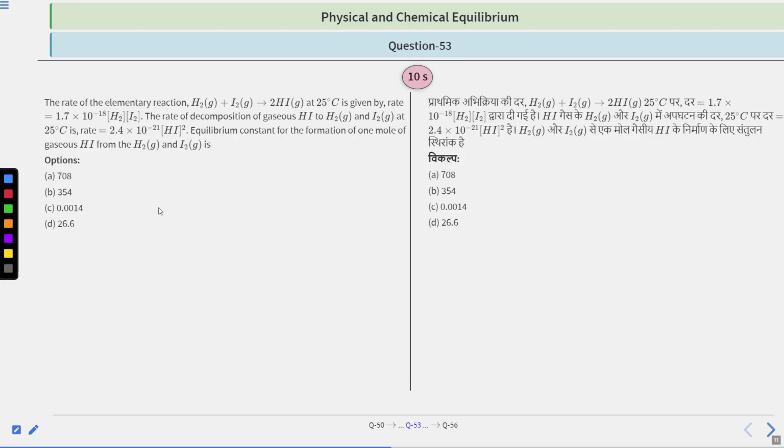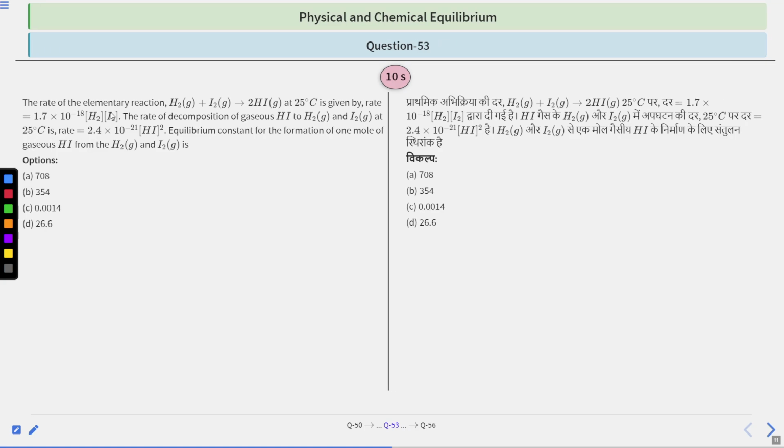Okay, moving to question number 53. The rate of the elementary reaction H2 plus I2 giving 2HI at 25 degrees Celsius is given by rate equals 1.7 into 10 to the power minus 18 times the H2 and I2 concentrations. The rate of decomposition of gaseous HI to H2 and I2 at 25 degrees Celsius is rate equals 2.4 into 10 to the power minus 21 into the HI concentration whole squared, right?